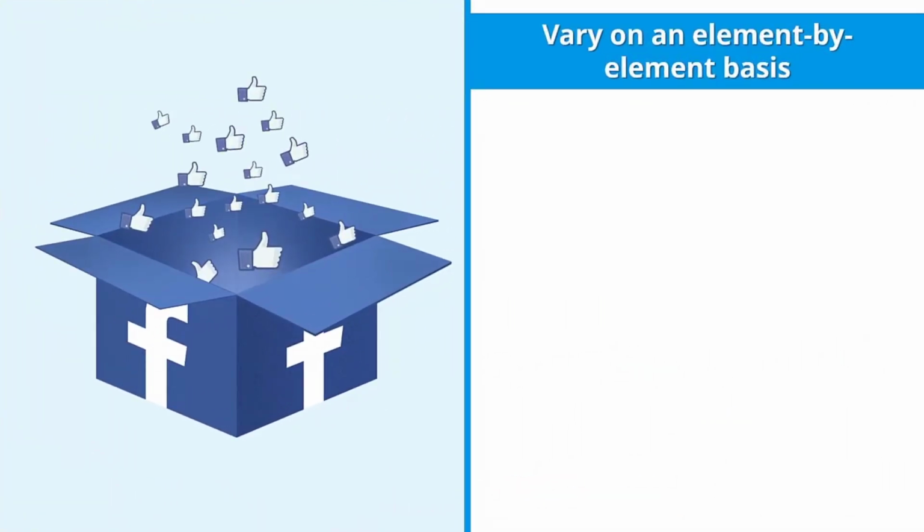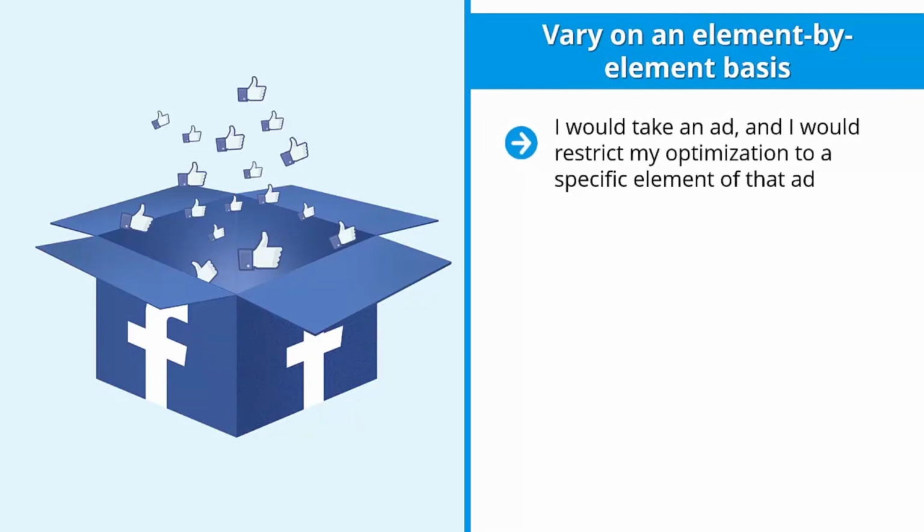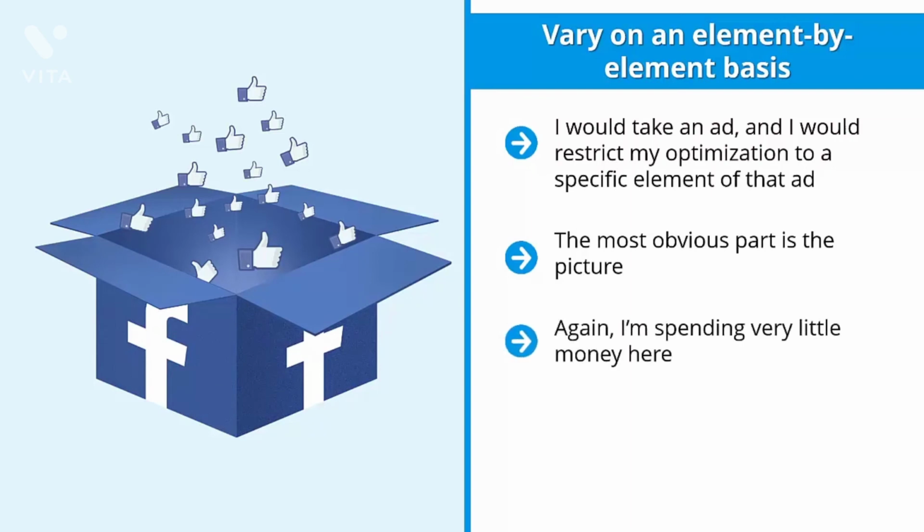Vary on an element-by-element basis. I would take an ad, and I would restrict my optimization to a specific element of that ad. Every ad actually has many elements. There is the graphics, the heading, the description, the link. I would start with one element, and I will come up with different versions. The most obvious part is the picture. So I'd play around with the different pictures and see which gets the most clicks. I would then come up with a variation of that picture and see if I can improve my click-through rate. Again, I'm spending very little money here. I just want to see an improvement in click-through rate for that element that I'm varying.